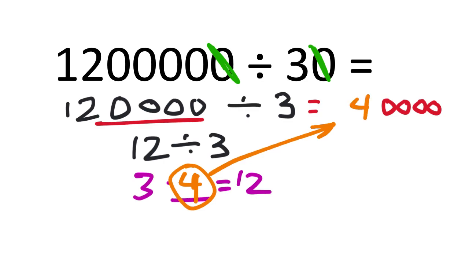So even if you took the original 1,200,000 divided by 30, it'd still be the same answer, 40,000.